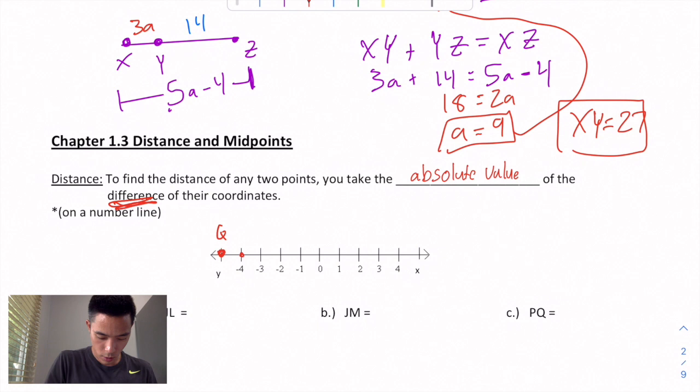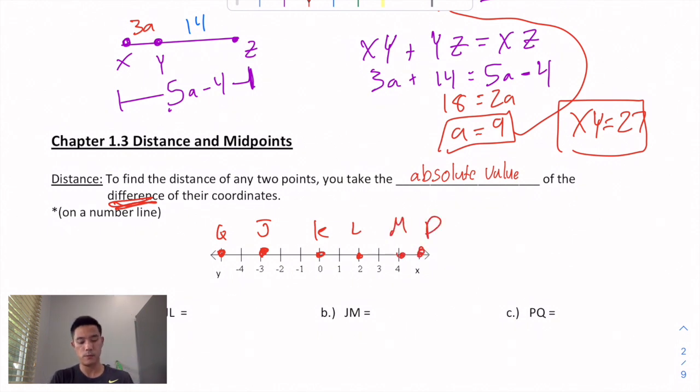Q. J. Oh no, J is on -3, guys. K is on 0. L is on 2. M is on 4. P is on X. Okay. So those are your set points.